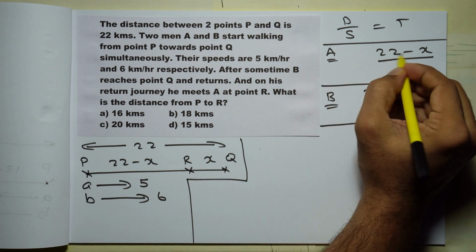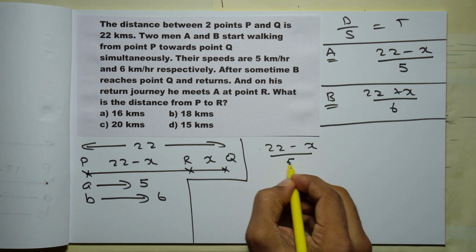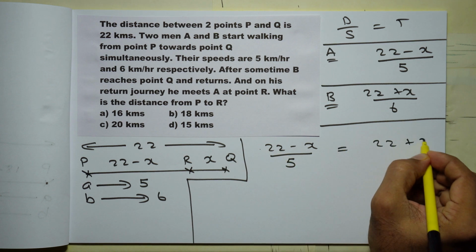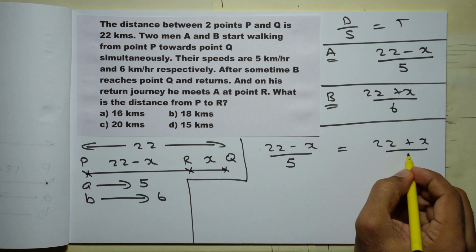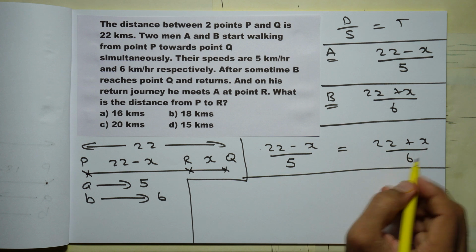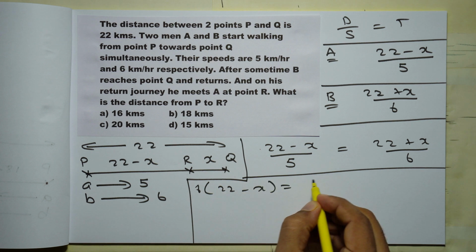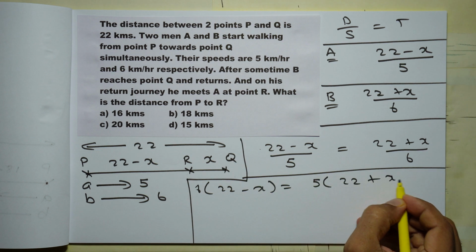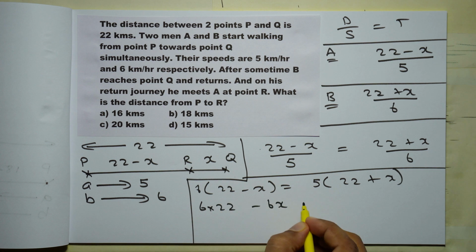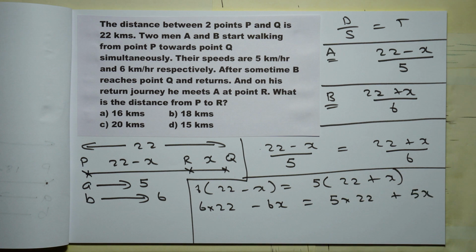So time required for A to do 22 minus x is, distance is 22 minus x divided by A speed 5. In this much time B will do 22 plus x divided by B speed is 6. So we have equated the time. So we'll just solve this and calculate the value of x. Now we'll just cross multiply. 6 into 22 minus x is equal to 5 into 22 plus x. So 6 into 22 minus 6x is equal to 5 into 22 plus 5x.